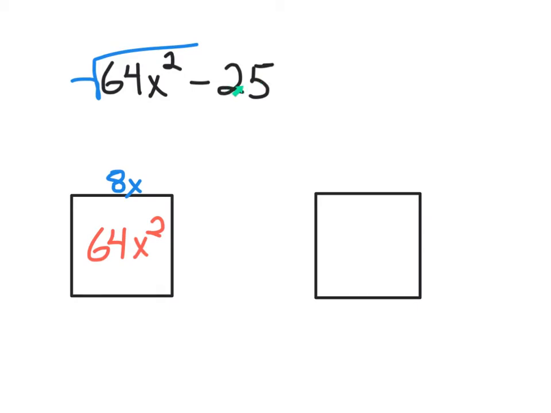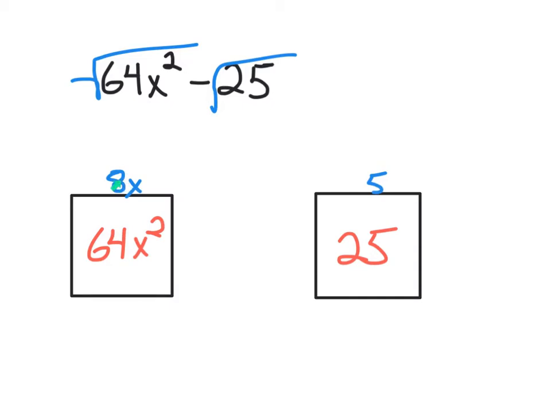And here, let's take a look at this other number here. The c is 25. If 25 represented the area of this other square, then the side length would be 5. That's because the square root of 25 is 5. So what we have here is the difference of two squares.